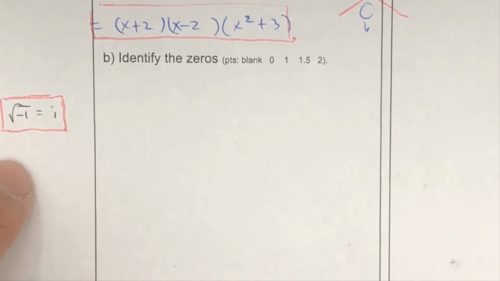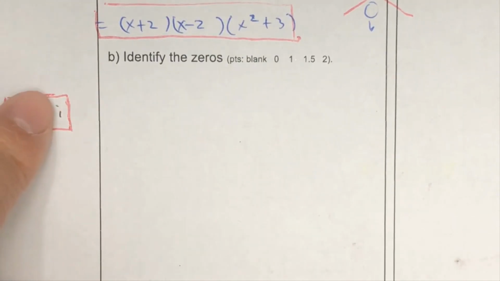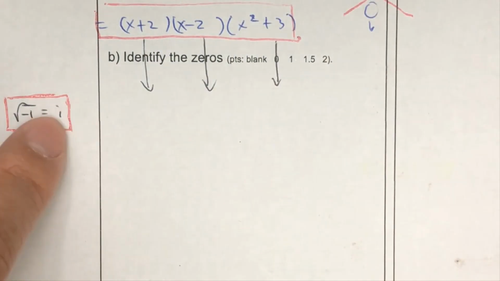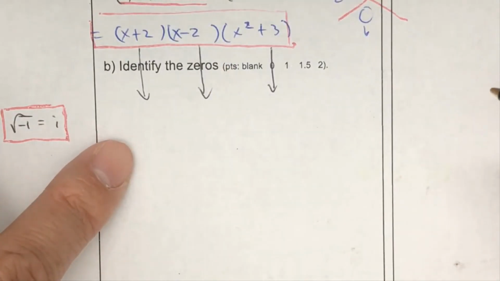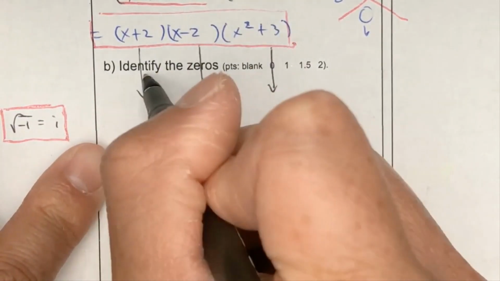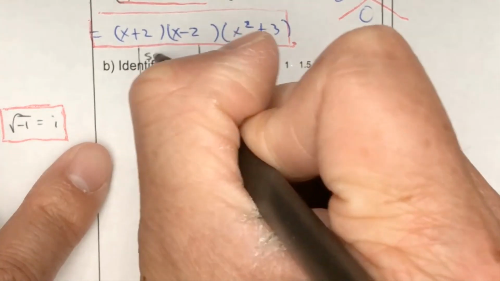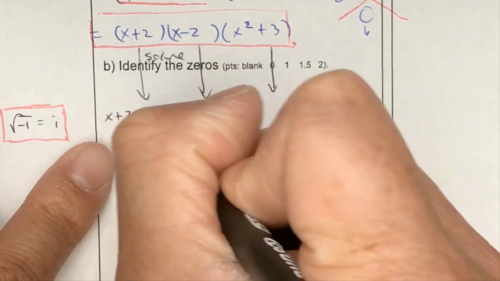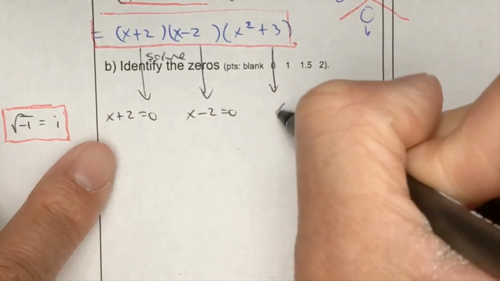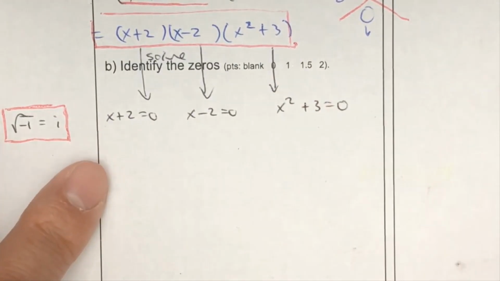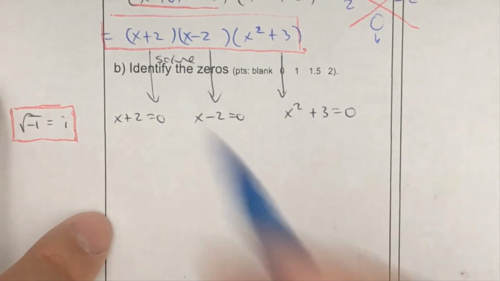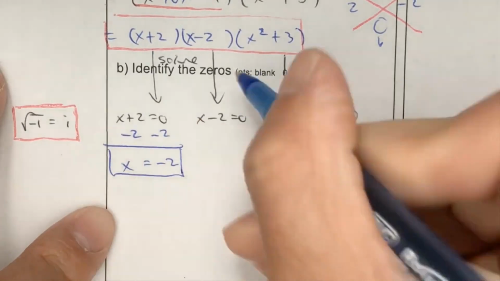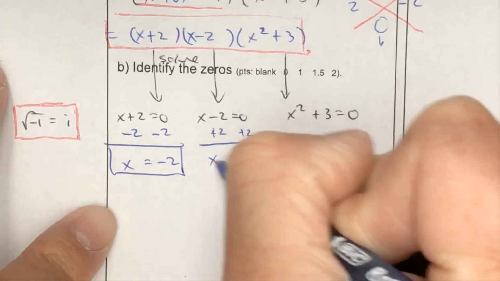Alright, second step is now find the zeros. How do I find the zeros? Well, these are called factors. An obvious way to explain that is they have parentheses. To find or identify the zeros, or just solving, I'm going to set each of these equal to 0. And then you just basically solve each one of these. Subtract 2, x equals negative 2. Add 2, x equals 2.